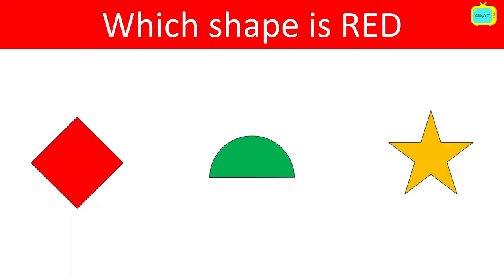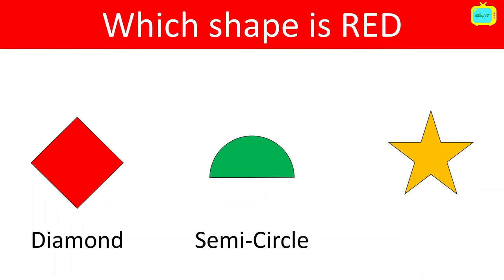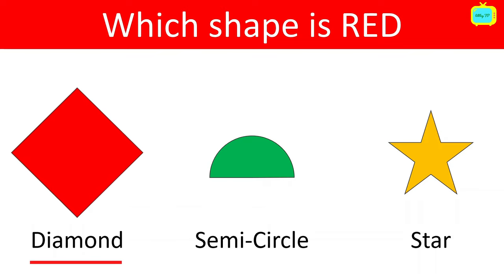Now, kids, you have to tell me which shape is in red color. Is it diamond? Is it semicircle? Or is it star? Tell me, which shape is in red color? Yes, you got it right. It's diamond. Red diamond.